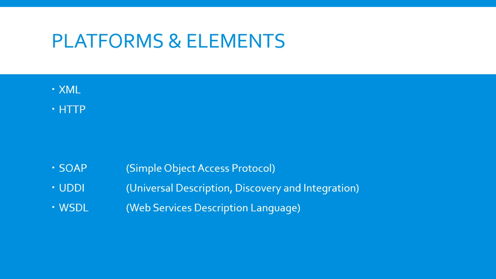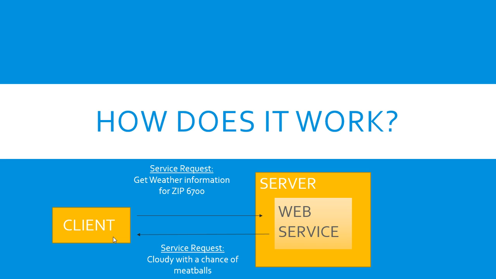Web Services platform elements consist of SOAP, Simple Object Access Protocol, UDDI, Universal Description Discovery and Integration, and WSDL, Web Services Description Language. So how does a web service work? We need to have a basic understanding of how web services work. For quite a while now, there has been a lot of buzz about web services, and many companies have begun to rely on them for their enterprise applications.